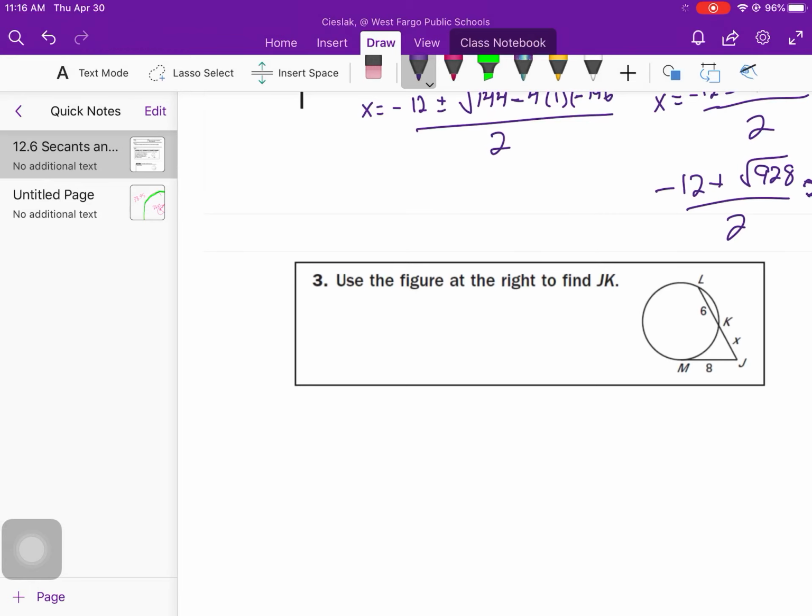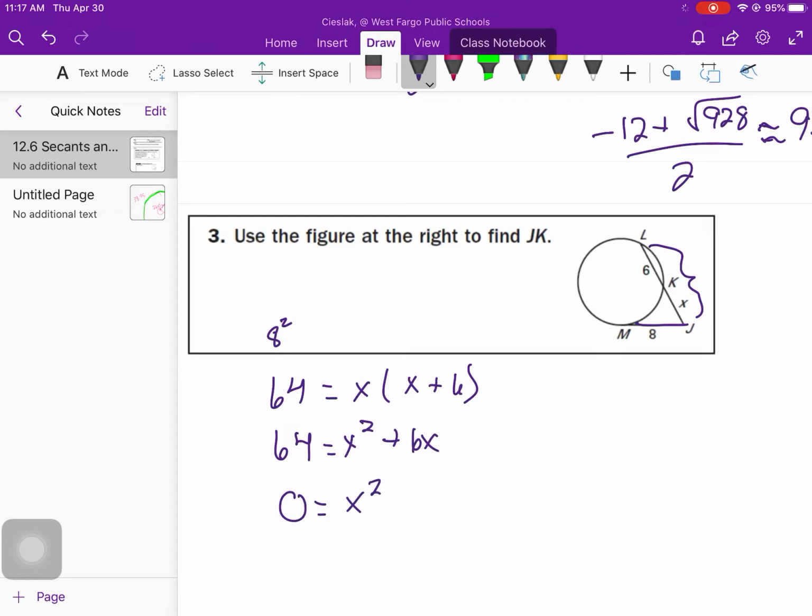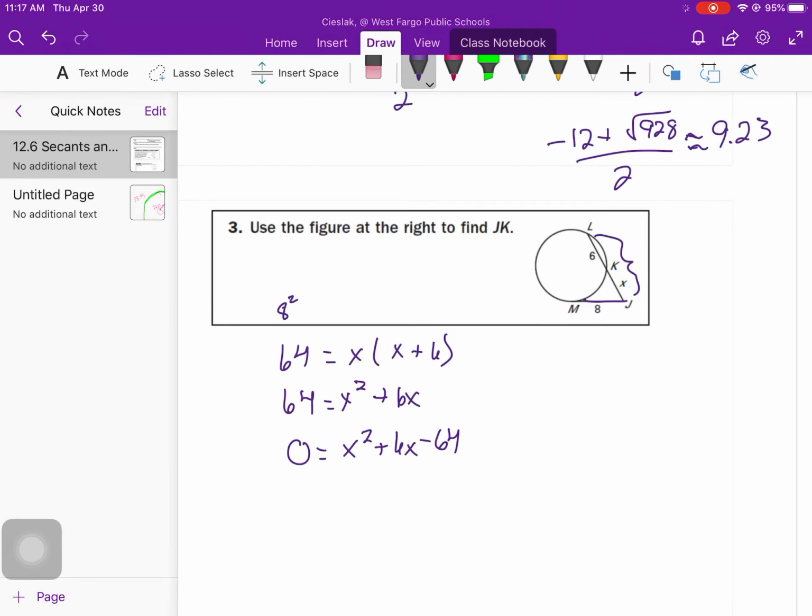So I'd like you guys to pause it and try to do this last one on your own, see if you can get that, and then you can come back and check here. So again, I've got a tangent and a secant, so I'm going to take the tangent piece and square it, so 8 squared, which is 64, is equal to your external piece, x, times the entire piece, which would be x plus 6. So I'm going to get 64 is equal to x squared plus 6x. This is going to give me 0 is equal to x squared plus 6x minus 64. This one again does not factor.